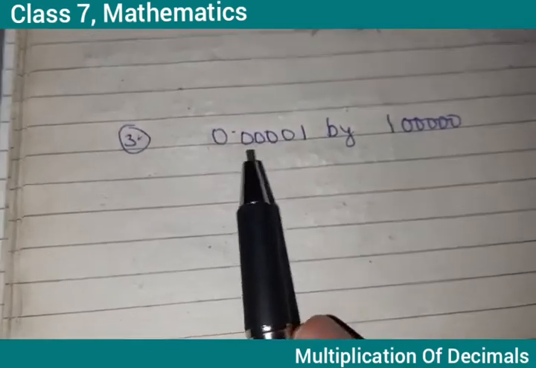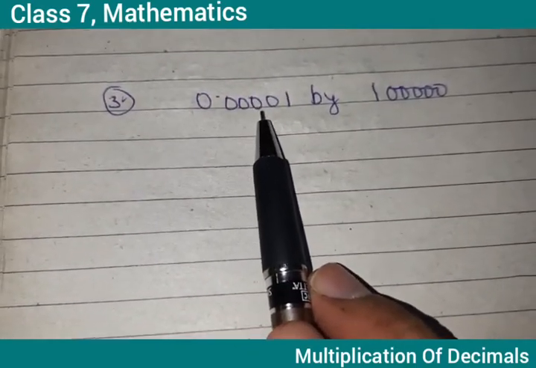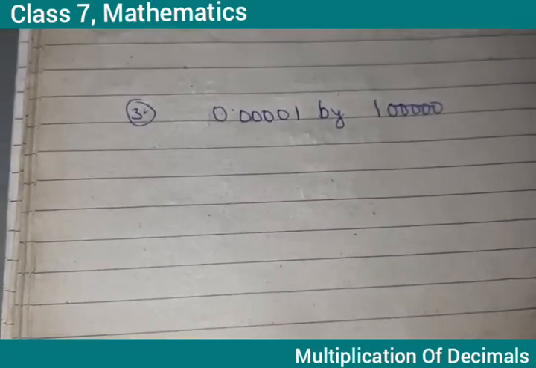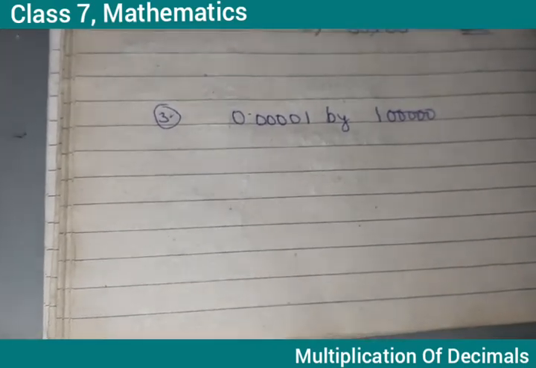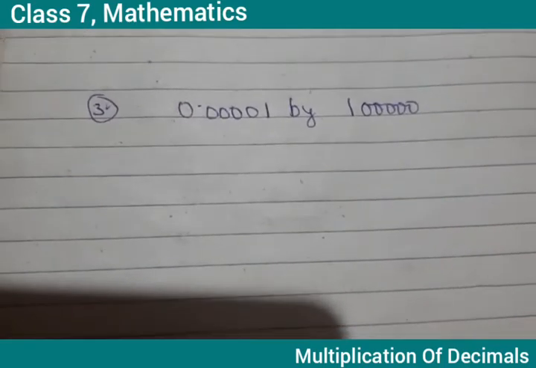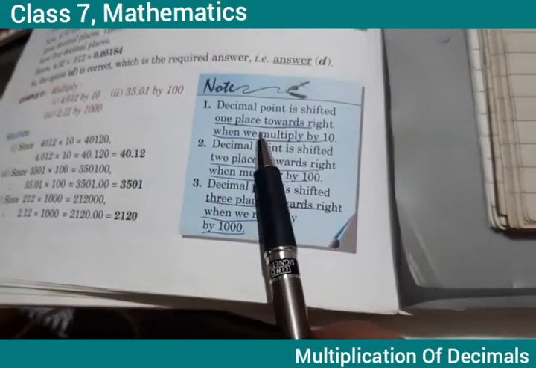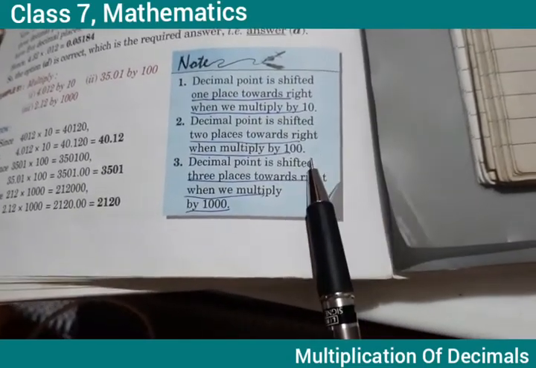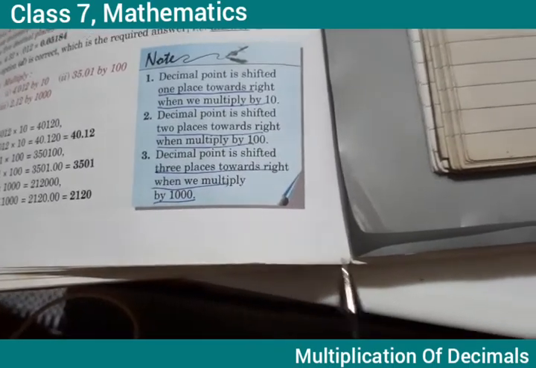Now let's see this question. 0.00001 by 1000000. Looking like a very tough question, but one of the easiest questions. Let's see how. We will solve this question directly. What you read here, that when you multiply by 10, the decimal point shifts 1 place towards the right, by 100, 2 places, by 1000, 3 places.